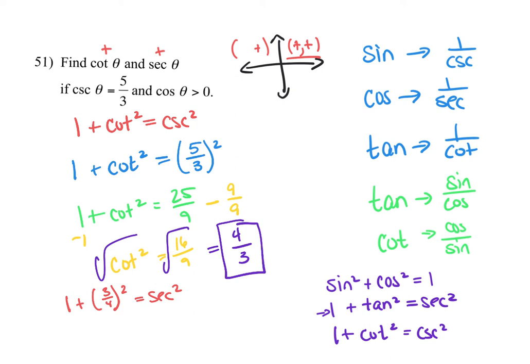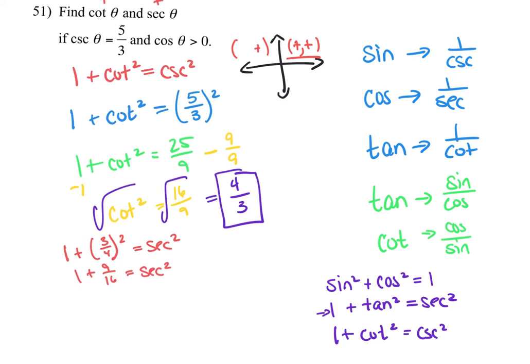Because if I know cotangent, I know tangent. So I have 1 plus 9/16 equals secant squared, right? Scooch the whole thing up. And here, again, common denominator, 16/16 plus 9/16 equals secant squared. 25/16, take the square root, I get 5/4. I've already determined that I'm in the first quadrant, which means everything is positive. So I am done with that one as well.